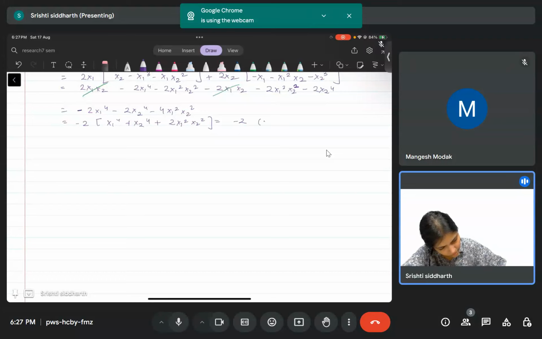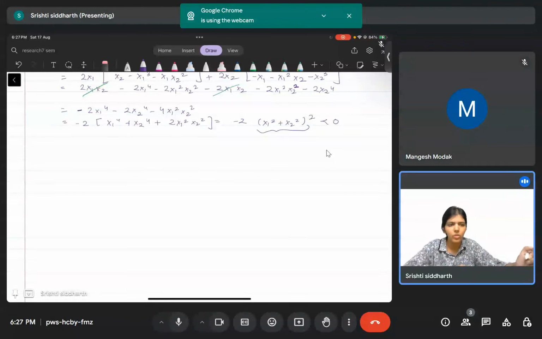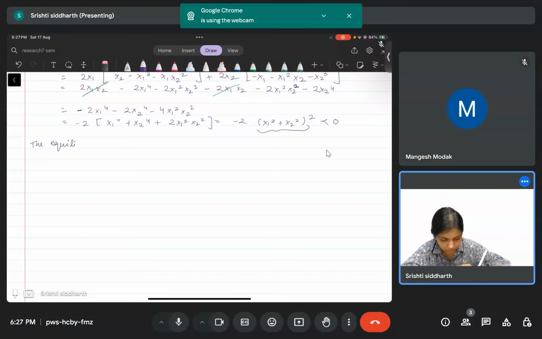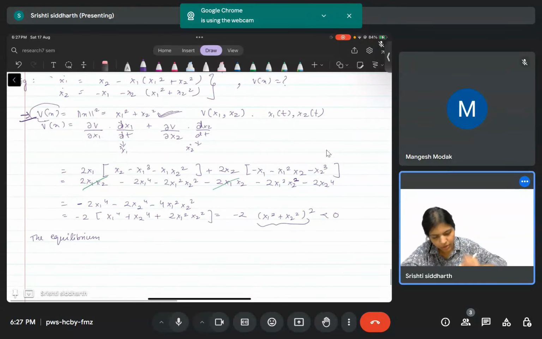Okay, so we can simplify those sides. x1 squared plus x2 squared also. So this is always going to be positive, so this is always less than 0. This means that the equilibrium is asymptotically stable.